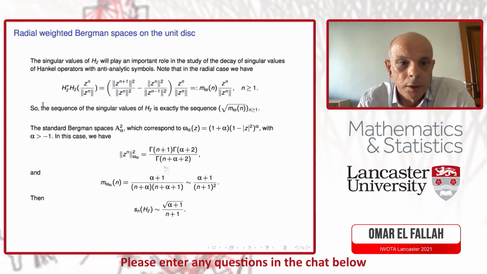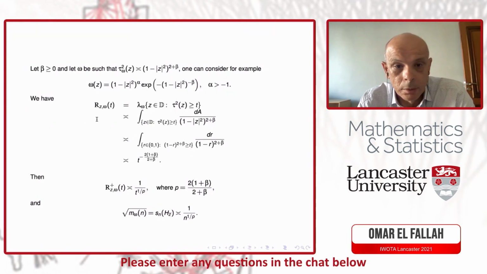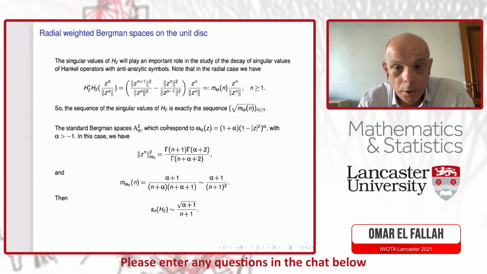For some concrete situations, for example, for omega alpha, for the standard Bergman space, one can calculate, gamma is a function, and here there is no problem. So we can obtain exactly, not only the equivalent, but the unitarily equivalent constant. One can also consider other examples.